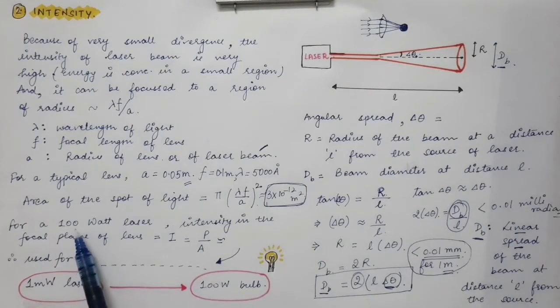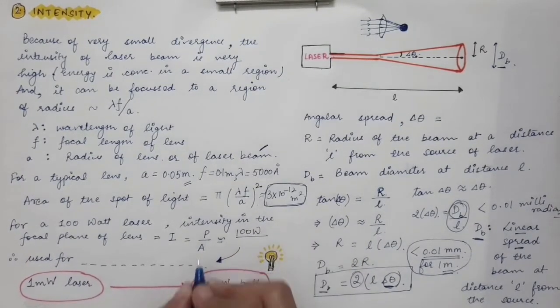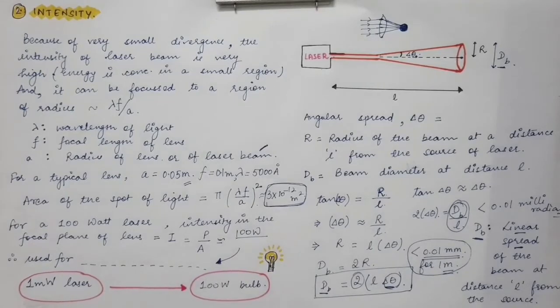So if you take a 100-watt laser, the power consumed by this laser is 100 watt. Now what will be the intensity in the focal plane of the lens? So intensity is nothing but equal to power per unit area. Intensity is actually energy per unit area per unit time. The energy which is falling per unit area per unit time, that is the intensity. Now energy per unit time is nothing but equal to power. Now power is given as 100 watt. And the area in which it will be concentrated.